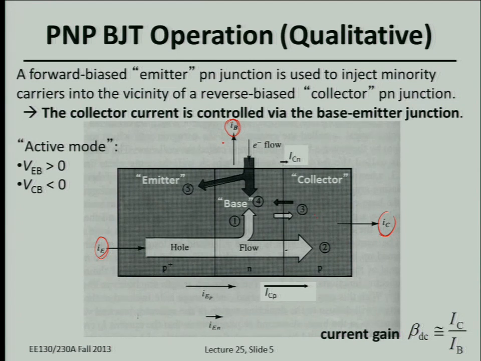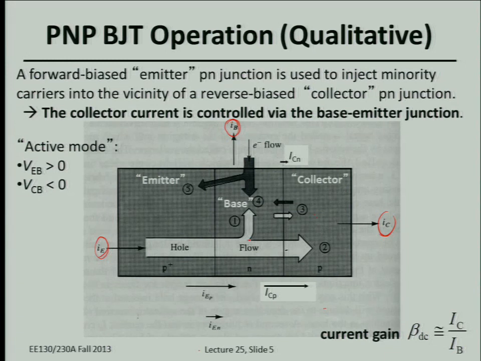So let's review here. If we forward bias this base-emitter junction, we'll have holes injected into the base, because they become minority carriers in the n-type base. Then they diffuse across the quasi-neutral base, make it to the depletion region of the collector junction, and get swept across. So we want the number of holes injected into the base to be large compared to the base current.